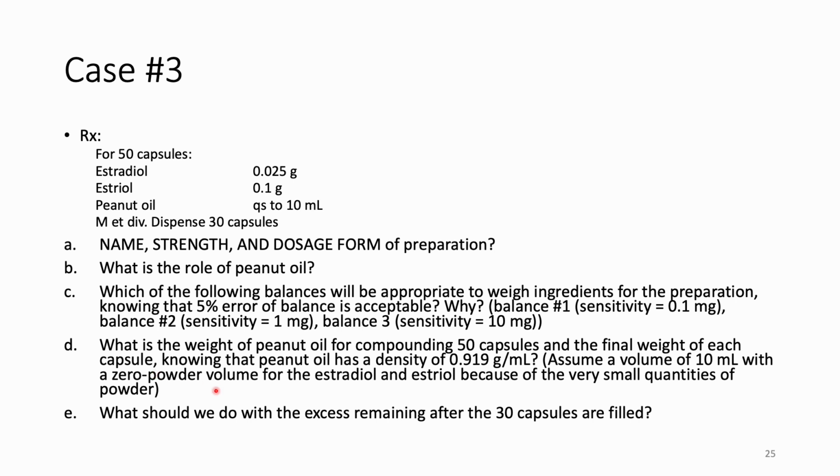Question D. What's the weight of peanut oil for compounding 50 capsules, and the final weight of each capsule, knowing that peanut oil has a density of 0.919 gram per milliliter? So in this case, you have the density. You need to think about converting to the same unit if you want to subtract something. So you need to convert weight to volume or volume to weight, so you can have the same unit. What should we do with the excess remaining after the 30 capsules are filled? In this case, you are asked to dispense 30 capsules, but to compensate for the loss, you make something more. So what do you do with the extra?